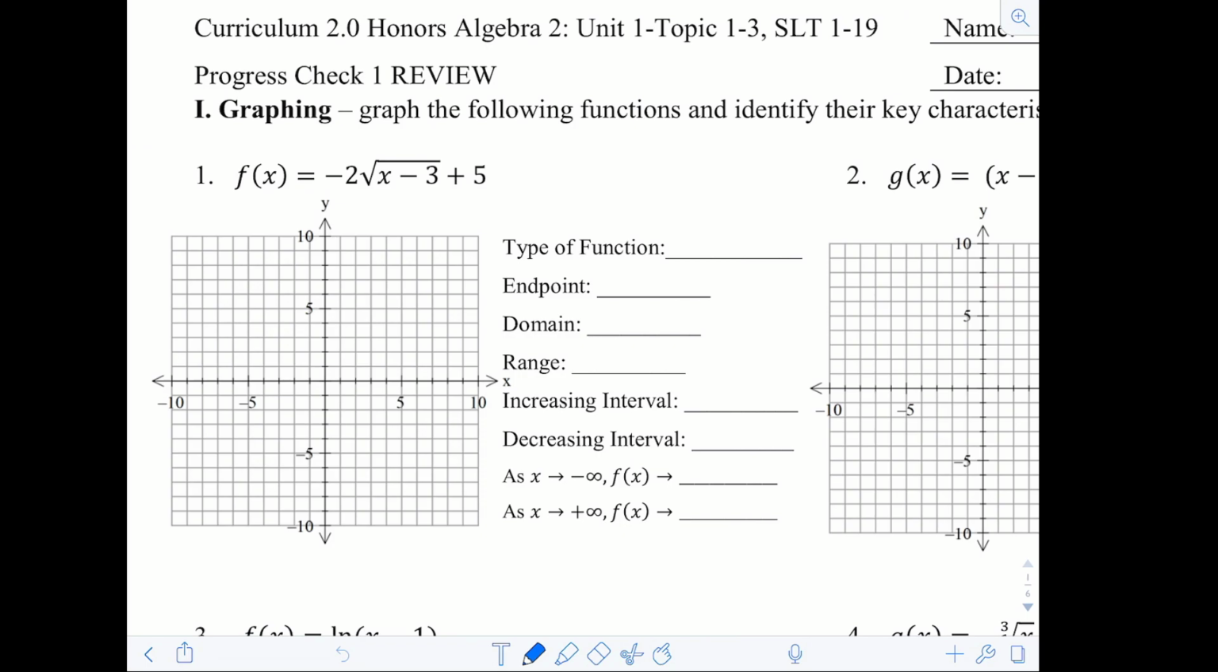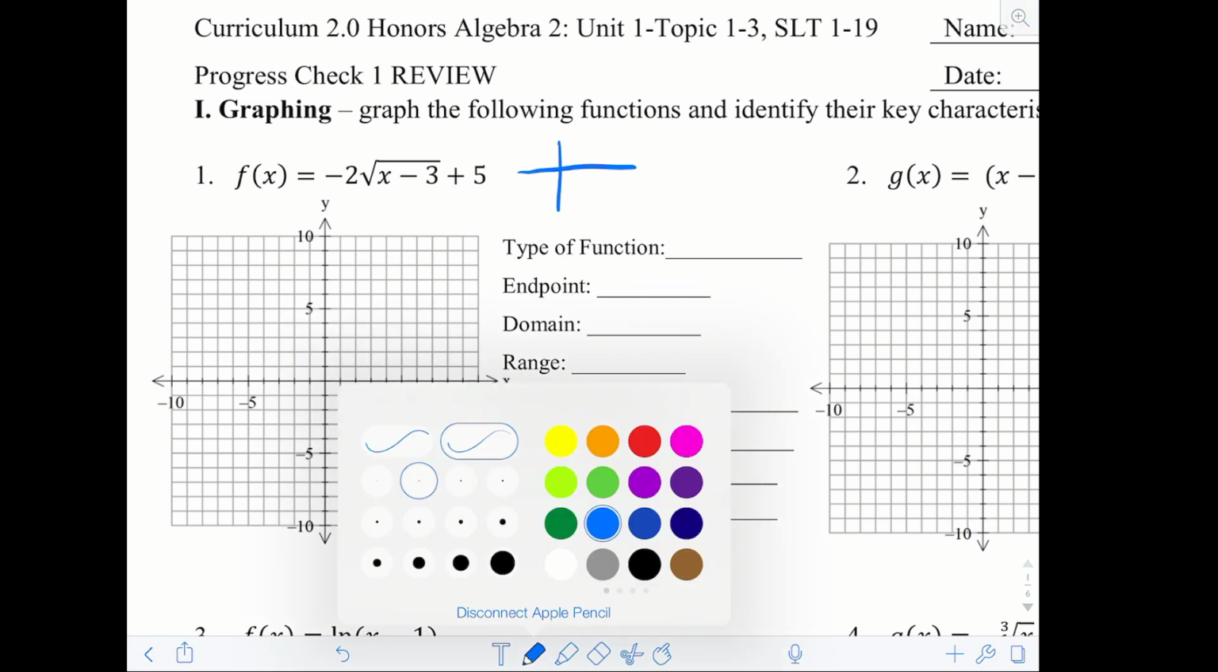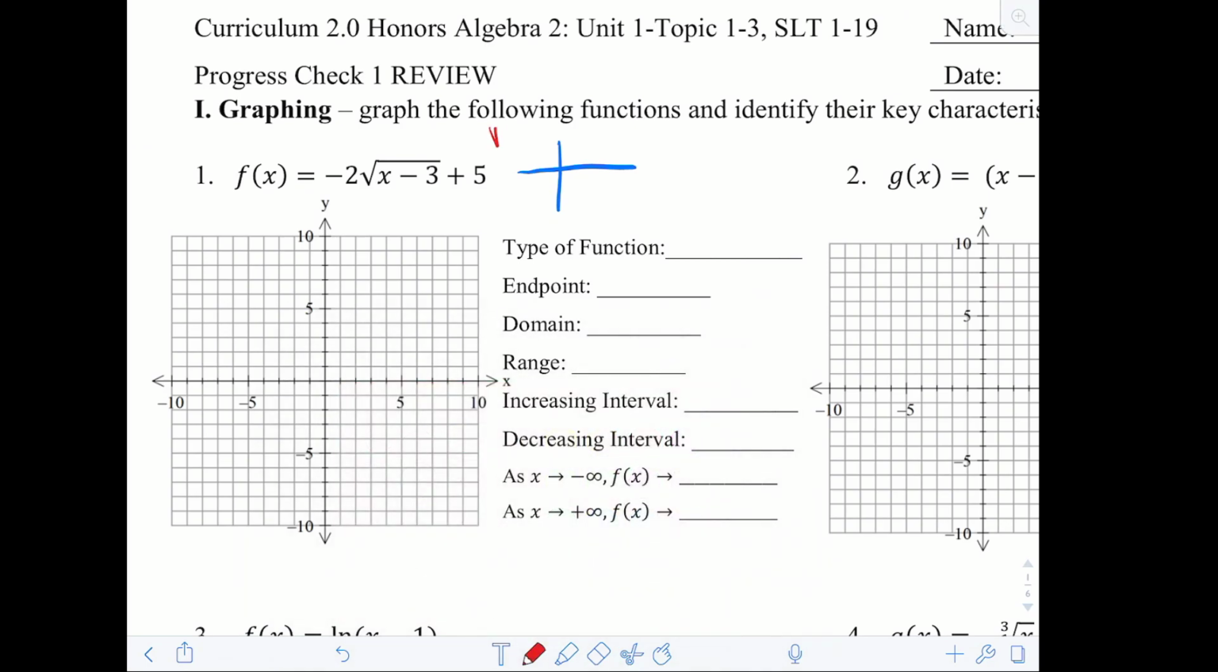So when we're working with these types of problems, it's a good idea to understand the parent function. The parent function to, let's say, the square root, so square root of x, it looks something like this. So we know we have a vertical stretch of 2. It's a reflection over the x-axis. It's moving right 3 units and moving up 5 units.